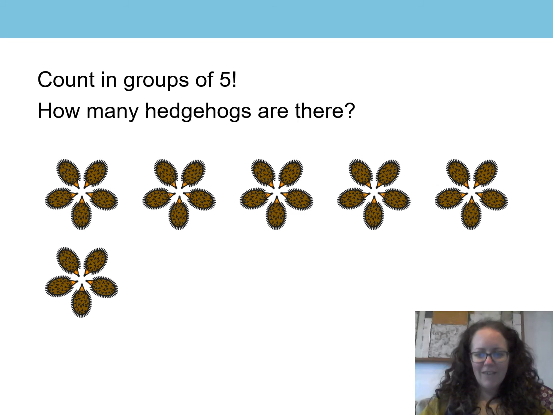Right, let's have a look carefully. Here we've got some groups of hedgehogs. How many hedgehogs are in each group? 5, that's right. Can you use your counting in 5 skills now to count how many hedgehogs there are all together? Pause the video and have a go. Okay, are you ready for the answer? What was it? 5, 10, 15, 20, 25, 30. Well done.